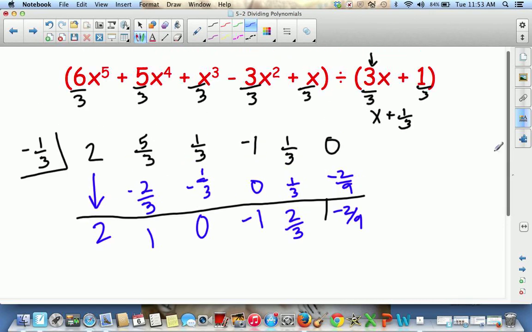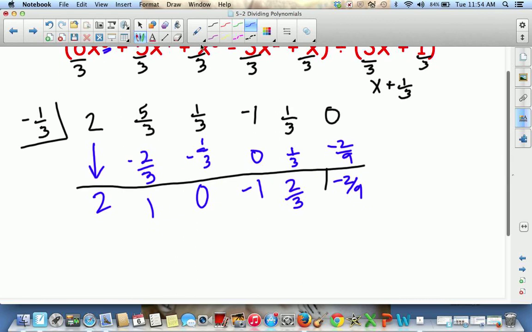So we started with x to the 5th. So now our answer is going to start with x to the 4th. So we have 2x to the 4th plus 1x to the 3rd. You don't have to write that 1 there. 0x to the 2nd, so I'm going to leave that out. Then we have minus 1x plus 2/3. Now our remainder. So the remainder is technically a negative 2/9 over x plus 1/3.